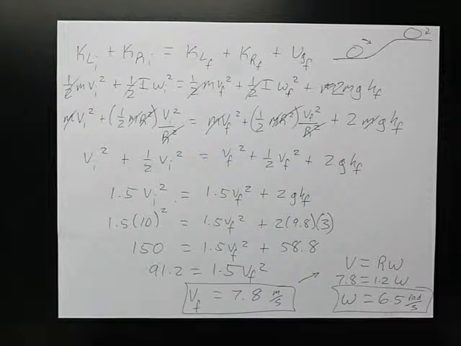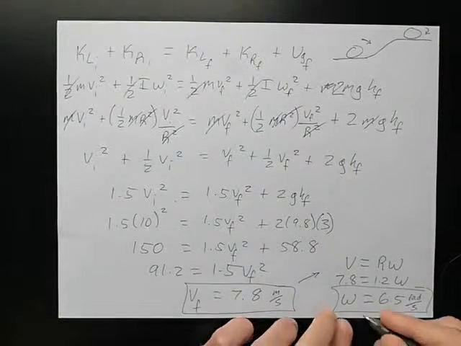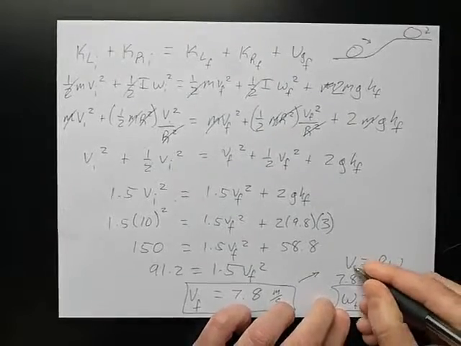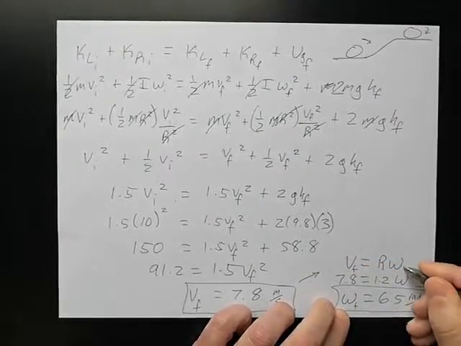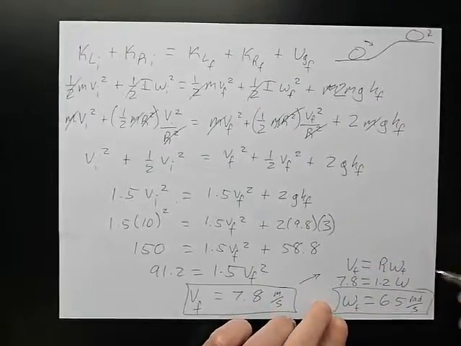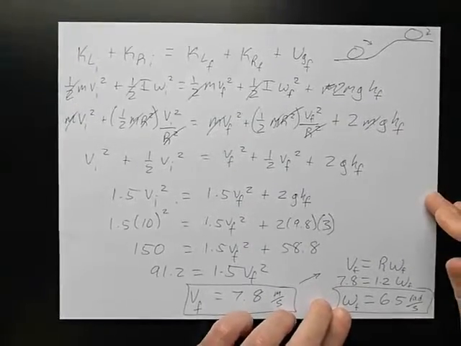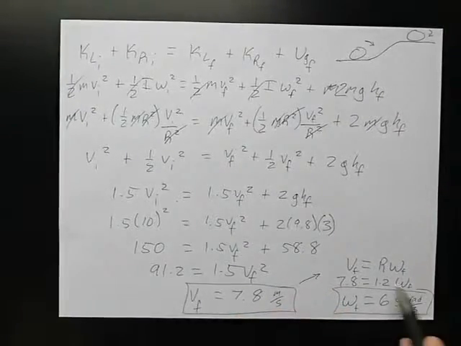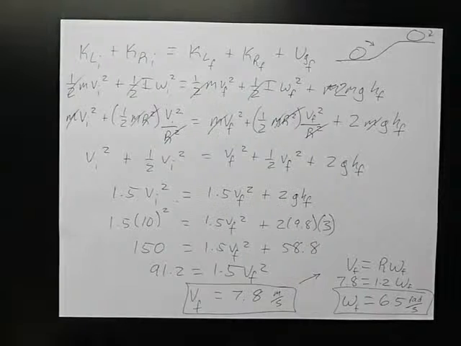Then if you want to know what the omega is at the top of the hill, this would technically be omega final. Let me add that in. So we're talking about final velocity at the top of the hill goes with final omega at the top of the hill. And you can see that's pretty easy. You just divide by the radius of 1.2.